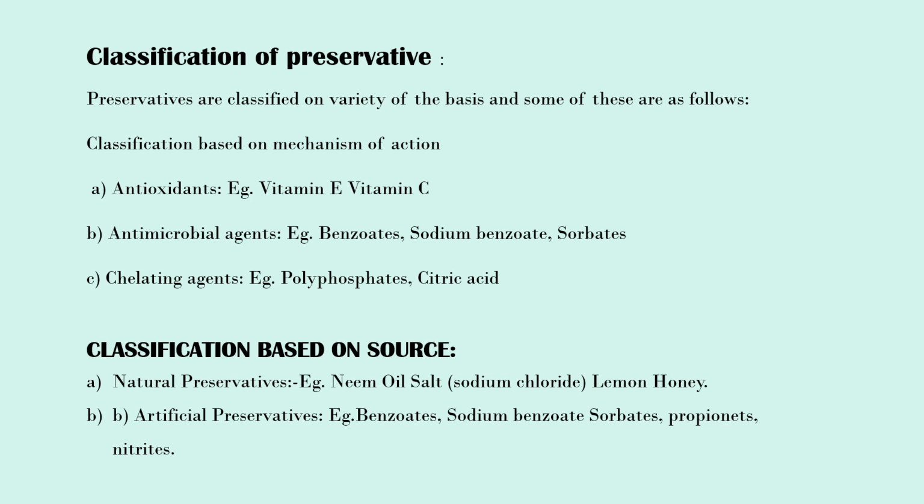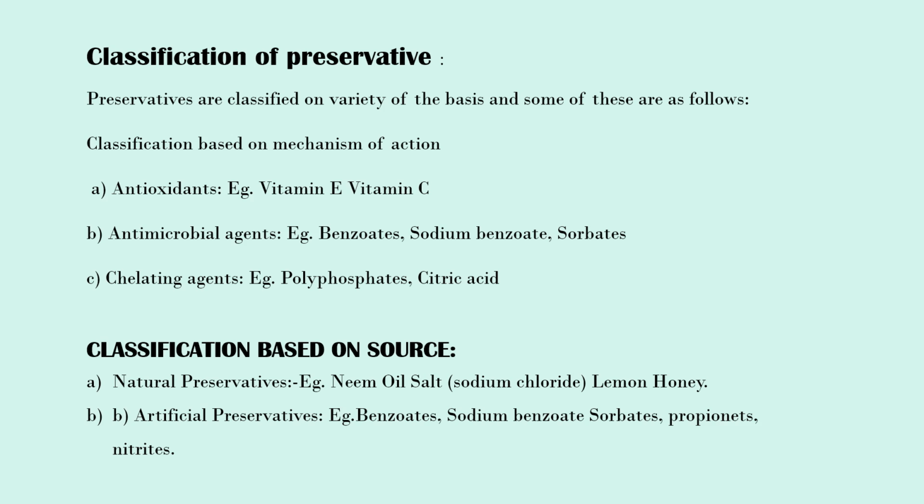They are the natural source. Okay, salt. Salt is also a preservative. Artificial preservatives like benzoate, sodium benzoate, sorbates, propionates, nitrates, etc. So, see, these are the classification of your preservatives according to their mechanism of action and according to the source from where they are.